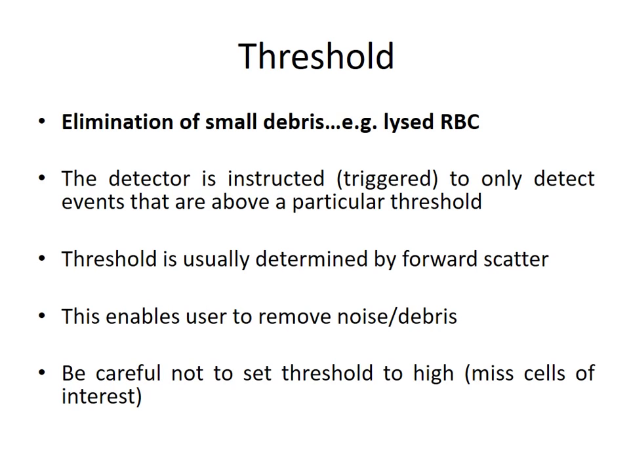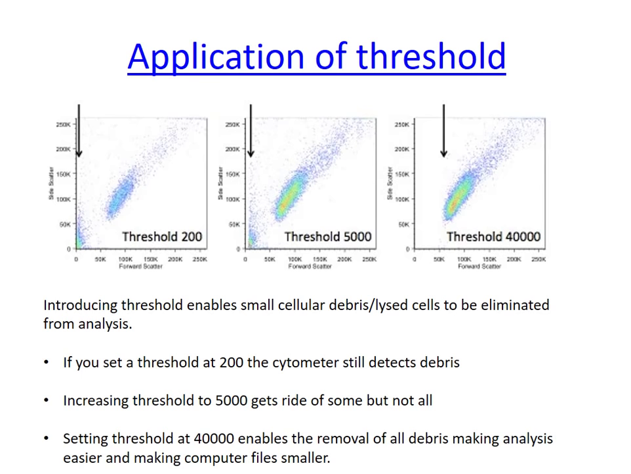But the one thing we need to be careful of is that you don't set the threshold too high. If you set the threshold too high, you might miss events that you're actually interested in. Okay? And here's an example here. Again, the resolution isn't great, but you can see here the user has set a threshold at 200 forward scatter. And you can see a very thin line that doesn't record anything. But here you can see some cells are being detected, or some events are being detected. So the threshold of 200 just isn't good enough.